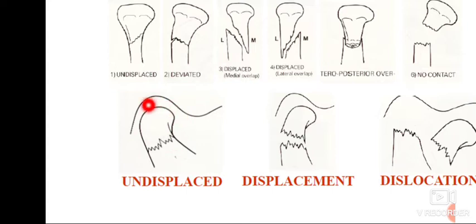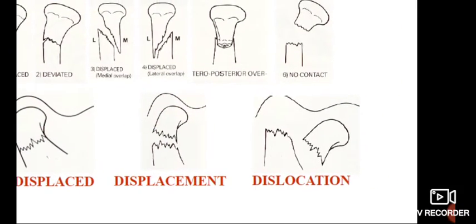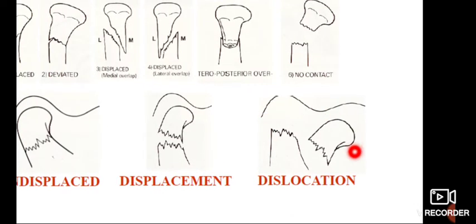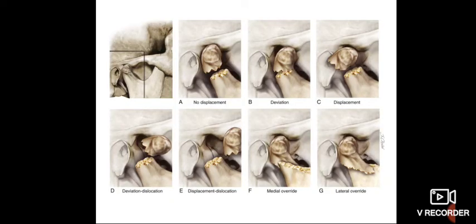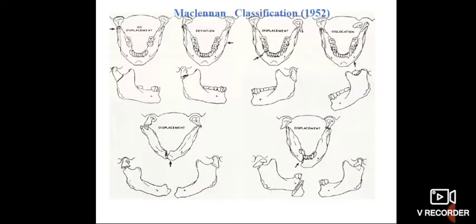The condylar head fractured end is undisplaced. The condylar head is displaced. The condylar head is out of the glenoid fossa, dislocated. So this is how he has classified into three subsections. That's a picture just to visualize so that you can understand better. McLennan has given a previous classification, and Lindahl has modified that. Whenever there is a condyle fracture question, classify by Lindahl's classification, the most widely accepted classification.